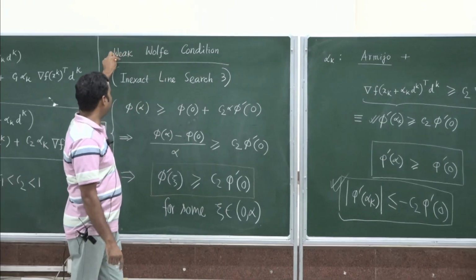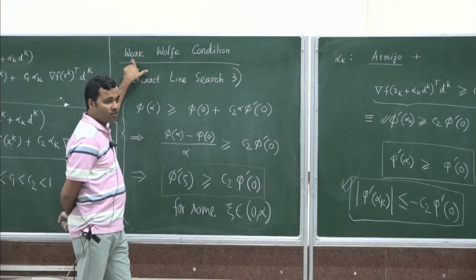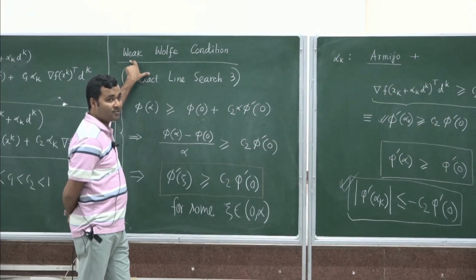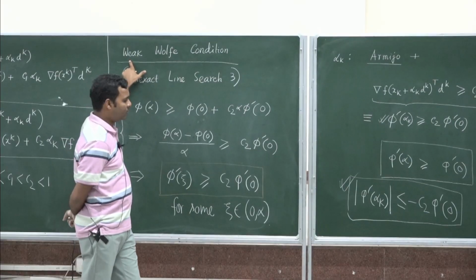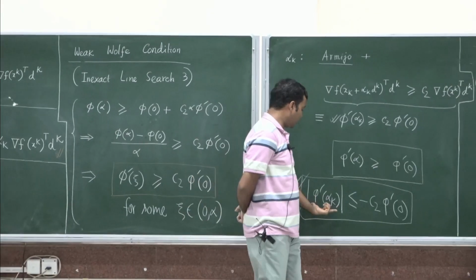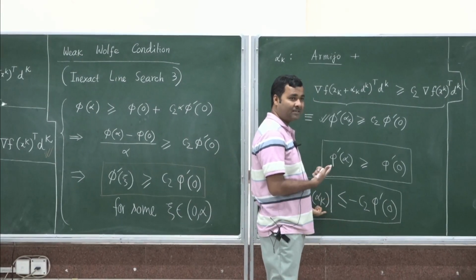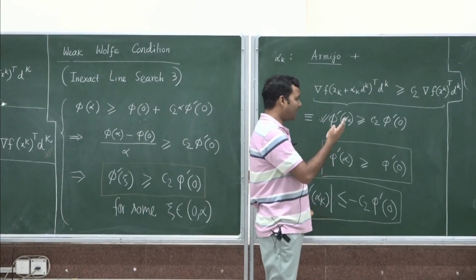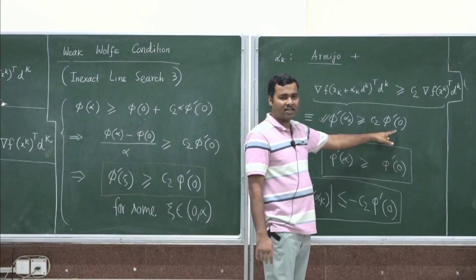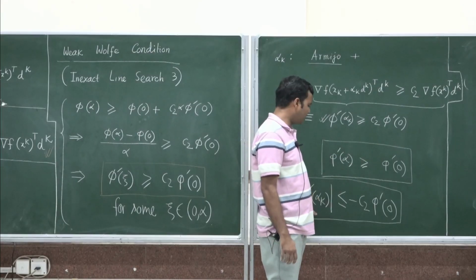But this continues to be called weak Wolfe because any descent method has global convergence only with the weak Wolfe condition. We don't require this condition. This condition is a bit strange, but very strict in the sense that I have to take care of both sides. Here you take care of just one side, but this says that you take care of both sides.